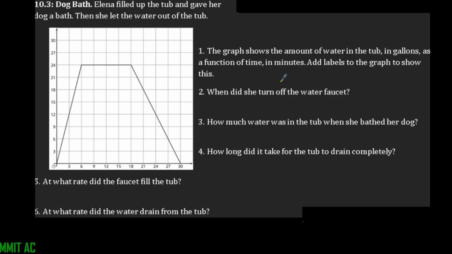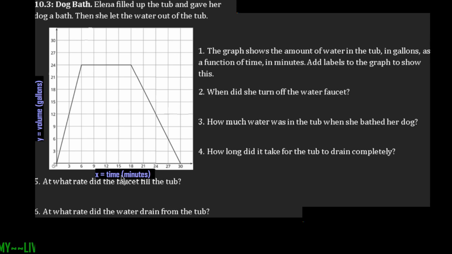And for the next part, we're talking about a dog bath. It says Elena filled up the tub and gave her dog a bath. Then she let the water out of the tub. So number 1, it says the graph shows the amount of water in the tub in gallons as a function of time in minutes, and we want to add the labels on this graph. So we want to make sure we can label our axes. So I'm going to say that our y-axis is going to be the volume in gallons, and our x-axis is going to be the time in minutes.